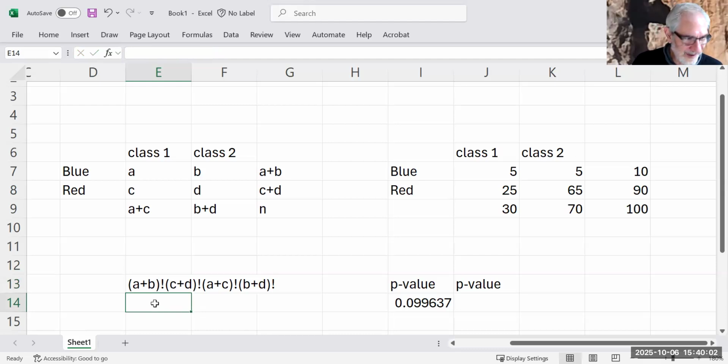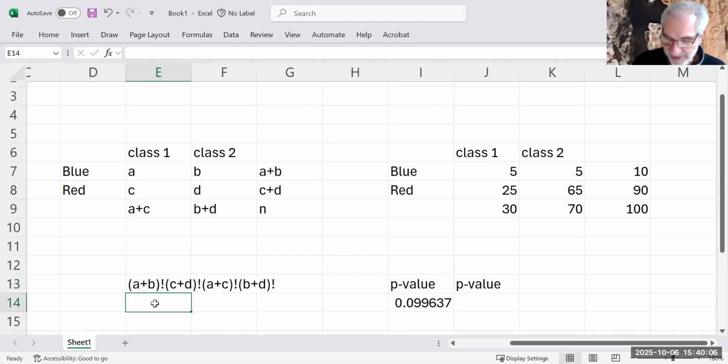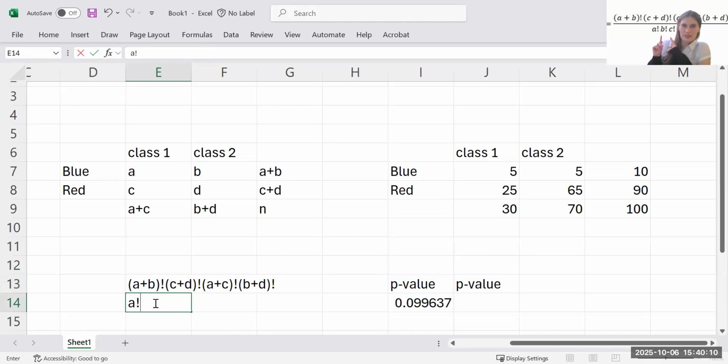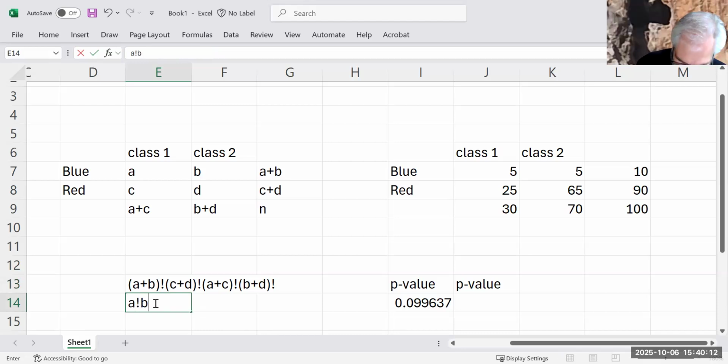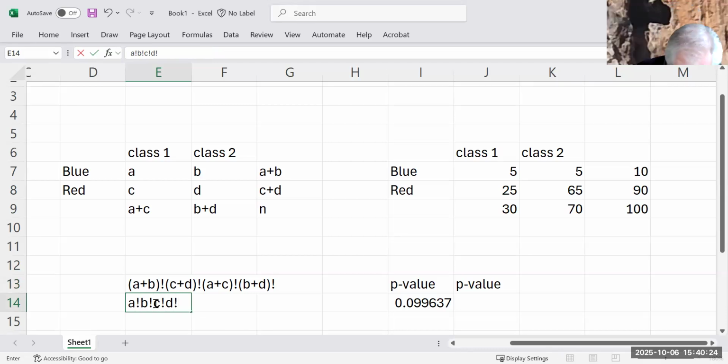So that's in the numerator. We need a factorial there. There we go. Now that's going to be all over, and should I put it down here? Yes. We need A factorial, just A by itself. Then B factorial, C factorial, D factorial, and then the last one, N factorial, not capital N.